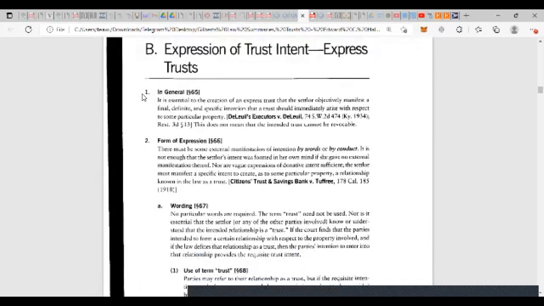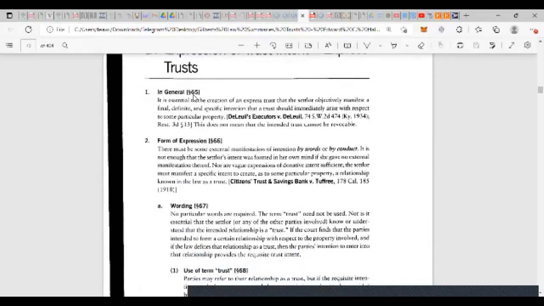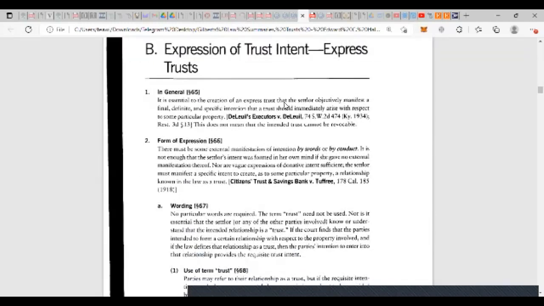Expression of trust intent. B, express trust. 1, in general. 65. It is essential to the creation of an express trust that the settlor objectively manifests the final, definite, and specific intention that a trust should immediately arise with respect to some particular property. DeLuel Executors versus DeLuel, 1934. Restatement 3d, Section 13. This does not mean that the intended trust cannot be revocable.